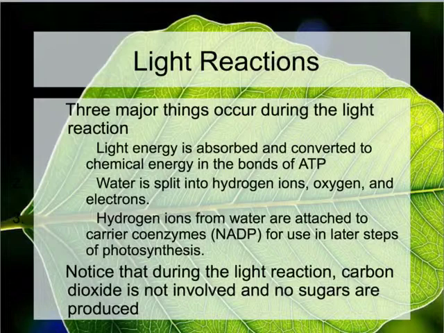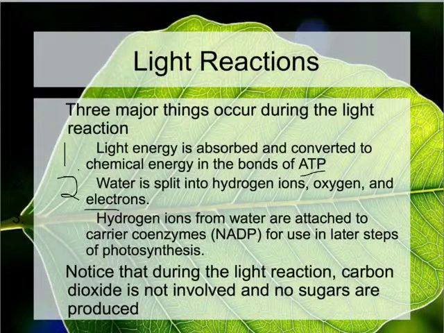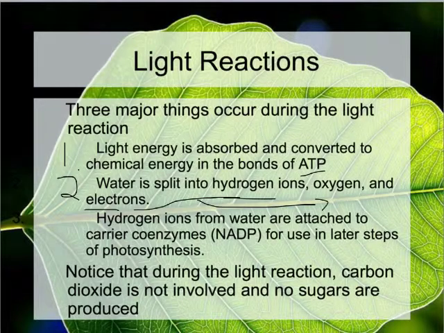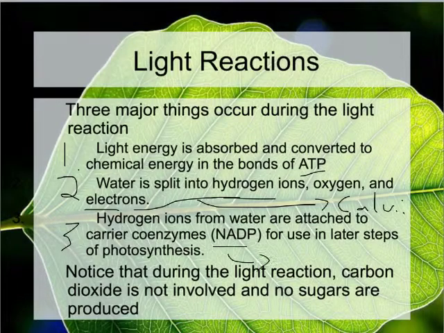So, three major things occur in the light reaction. Number one, light energy is absorbed. It's required, and we're going to make some ATP. Two, water is going to be split, and we're going to get some electrons. These products here, these hydrogen ions and electrons, both of these things are going to get fed into the Calvin cycle or dark reaction. Three, hydrogen ions are going to make some NADPH. We're going to use that, once again, in the Calvin cycle.